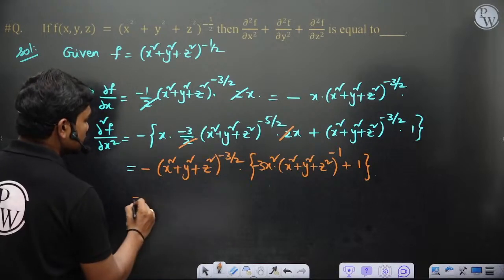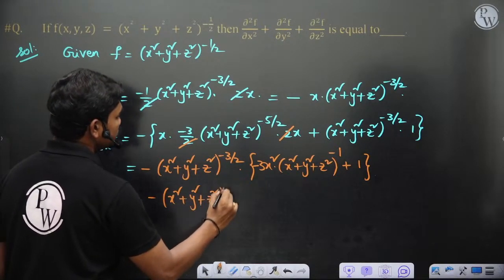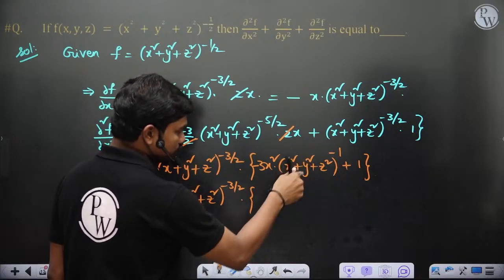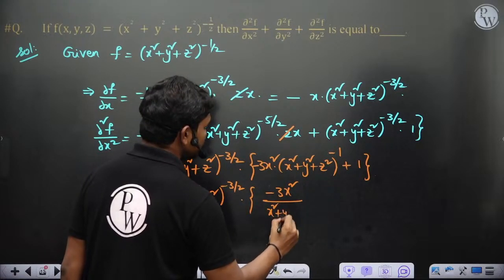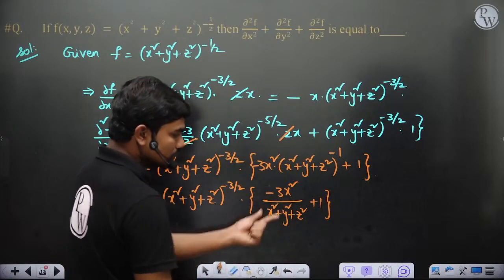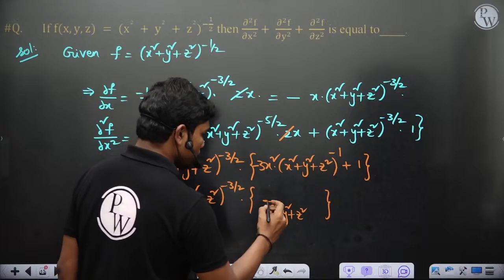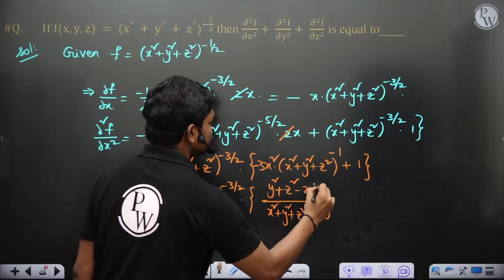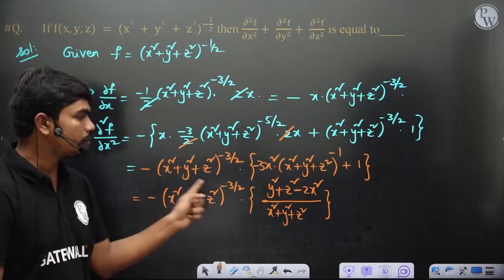Now if you simplify this, you would get minus (x square plus y square plus z square) whole power minus 3 by 2 times, if you take LCM, because you can write this as minus 3x square by (x square plus y square plus z square) plus 1. If you simplify this, then on the numerator it would have become y square plus z square minus 2x square. So this would be the term, so dou square f by dou x square would be this.